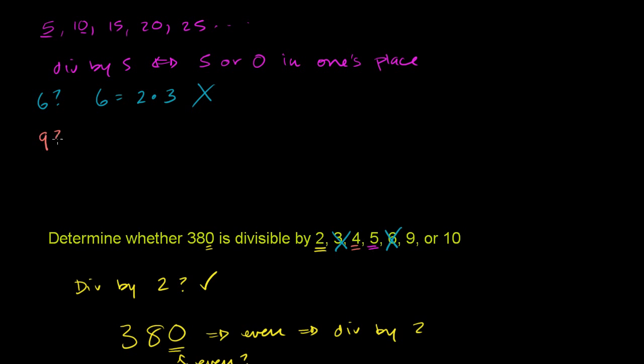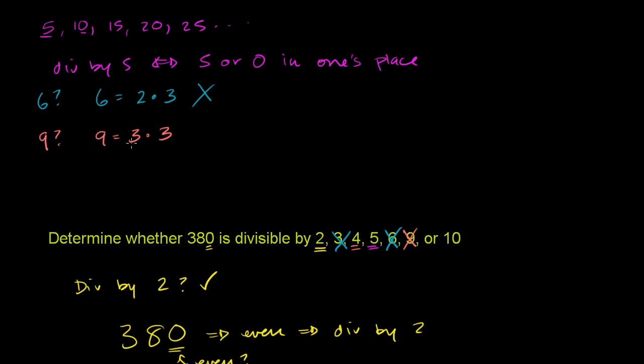So divisibility by 9. You can make a similar argument here that if something is not divisible by 3, there's no way it's going to be divisible by 9, because 9 is equal to 3 times 3. So to be divisible by 9, you have to be divisible by 3 at least twice. At least two 3's have to go into your number. And this isn't the case. So you could already knock 9 out.